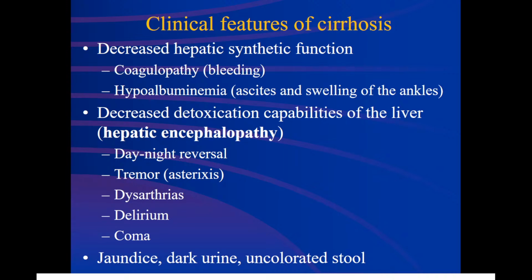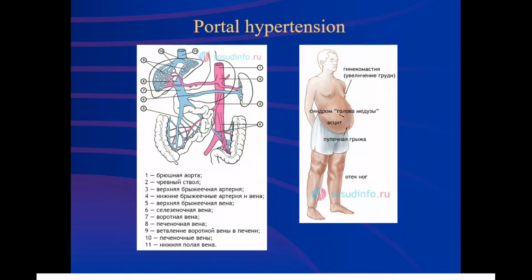Decreased hepatic synthetic function: bleeding, hypoalbuminemia, ascites, and swelling of the ankles. Encephalopathy, day-night reversal, tremor, dysarthria, delirium, and coma. Also there may be jaundice, dark urine, and uncolored stool. What is it? Portal hypertension.